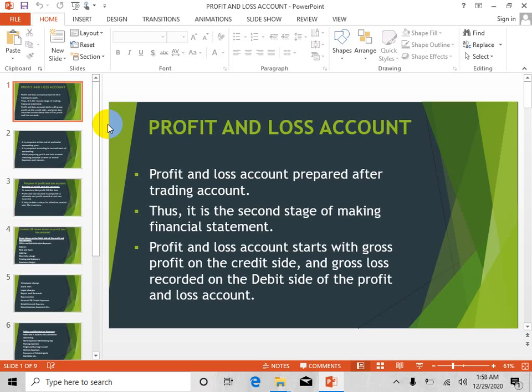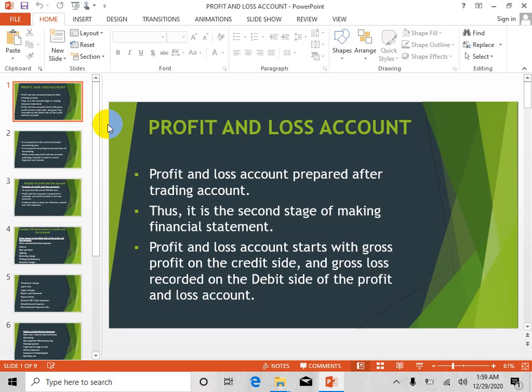It is the second step of the financial income statement. In the income statement we prepare two steps: first, the trading account, and second, the profit and loss account. In the trading account we record direct expenses and direct income. In the profit and loss account we record indirect expenses and indirect income.